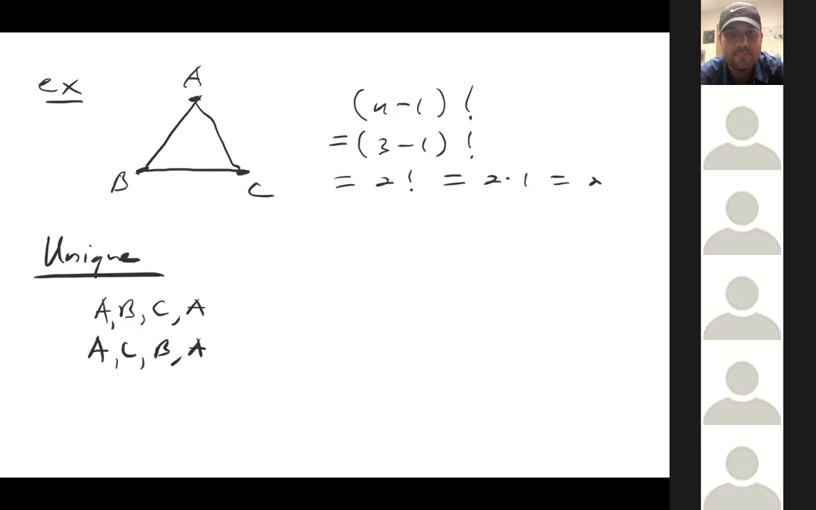Okay, trying to find a good one here. So let's do another one that's harder. Okay, so I want you guys to try the square example. Try if you can come up with it. Let's figure out first how many there're going to be.